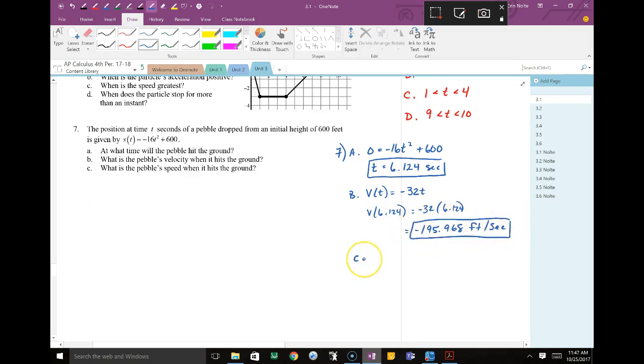Okay. And C, what is the pebble's speed when it hits the ground? Yeah. I feel like that was too easy. Nice.